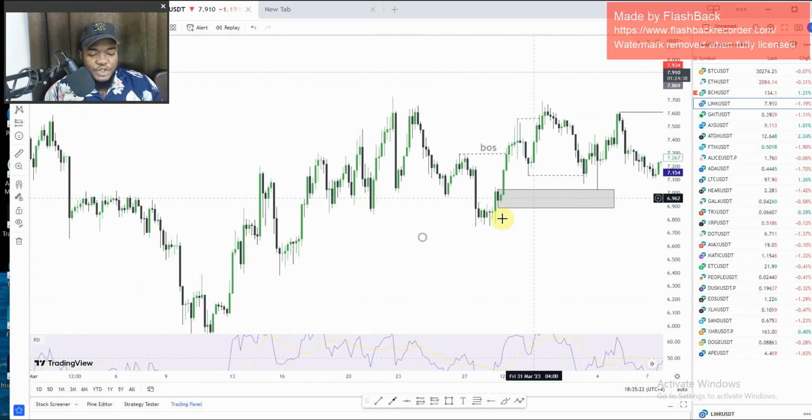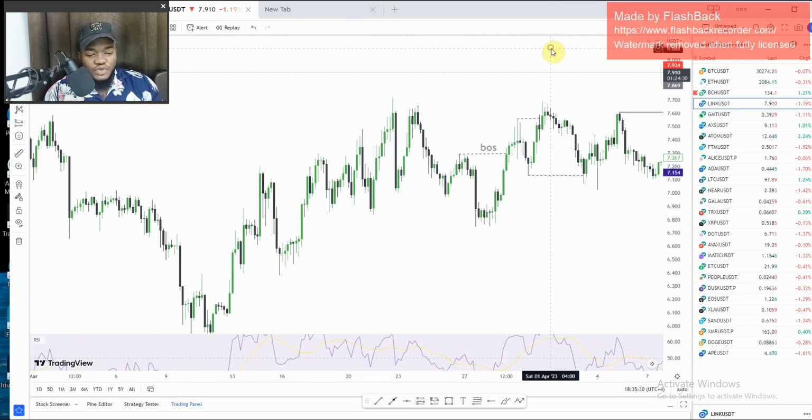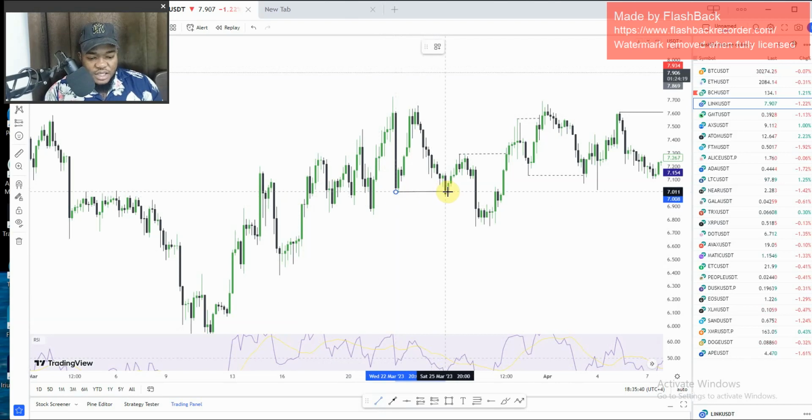So let me use this as an example of what happened in the past, because in crypto, what happened in the past is what we use to highlight the present thing that should happen. So let's say, for example, this is what I'm trying to say. This is a structure, and this is also another structure.